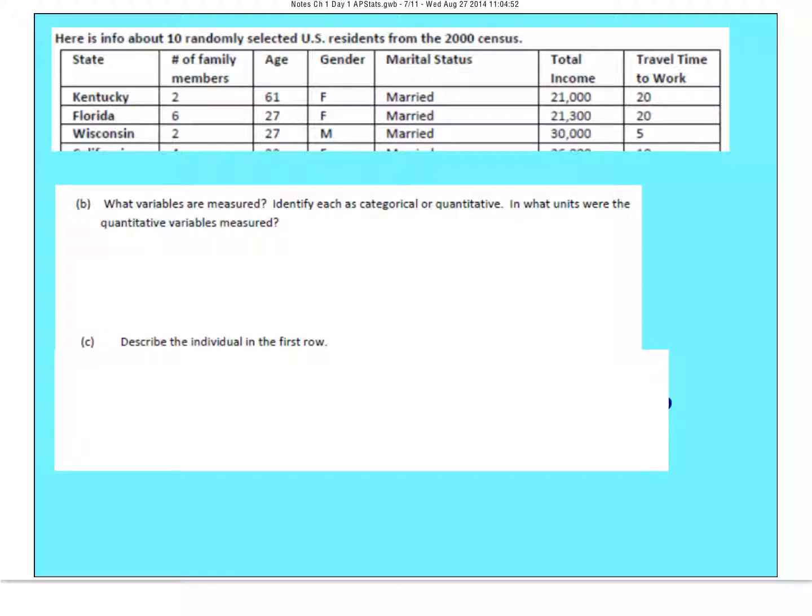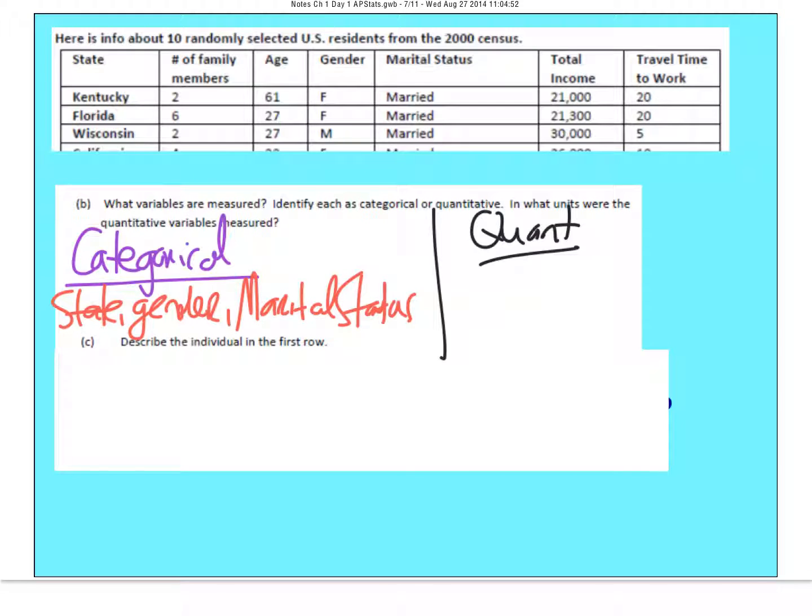Part B wants to know what variables are measured, and again, are they categorical or quantitative? And in what units would the quantitative elements be measured in? So on here, there are 3 categorical ones. And those would be state, gender, and marital status. Therefore, the other 4 are quantitative. That would be the number of family members, the age, the total income, and the travel time to work.